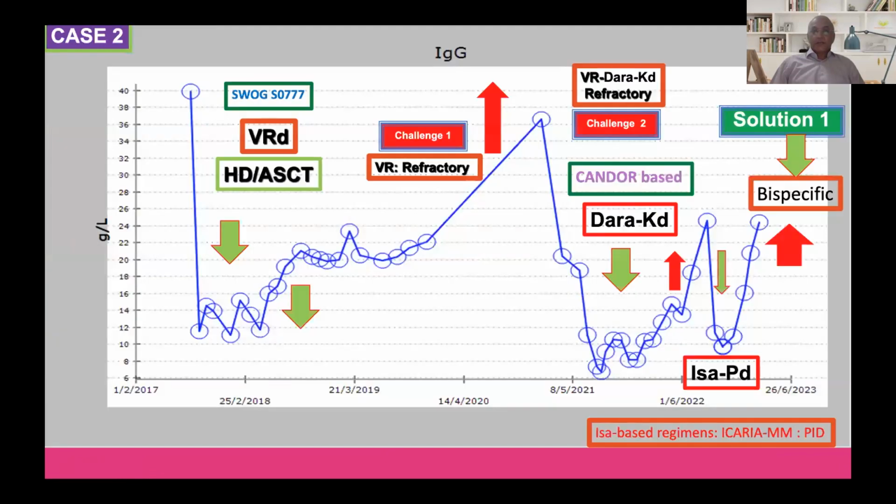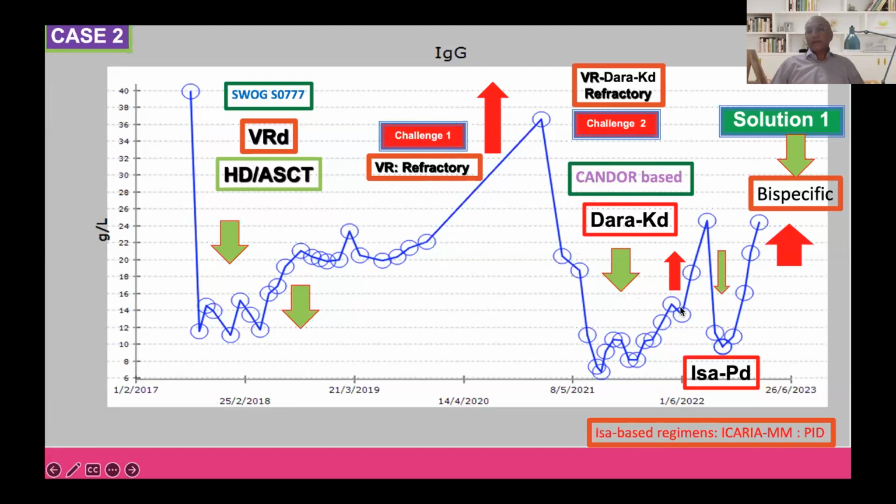And the second patient, I will go just quickly. This is a 50-year-old male. In 2017, he was diagnosed. The patient went for VRD in those days, and then went for high-dose chemotherapy and autologous transplant. Then the patient was given double maintenance, VR, and he actually enjoyed 2.5 years, but again the disease progressed. So as per definition, when the patient is on VR, I would label it as VR refractory because the disease progressed. Then we gave this patient a trial regimen, which is DARA-KD based, and he took it for 1.5 years.